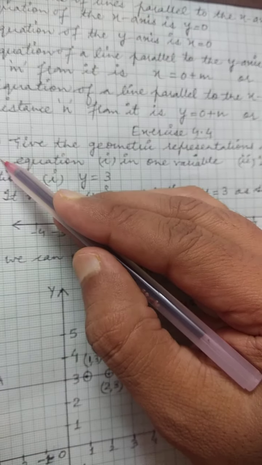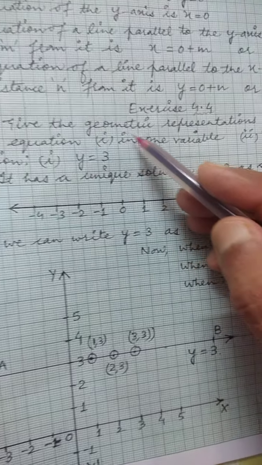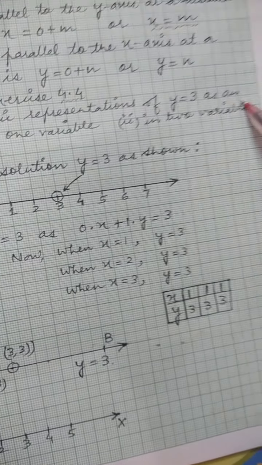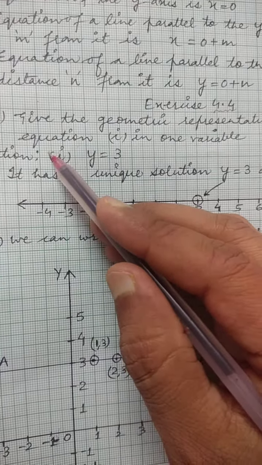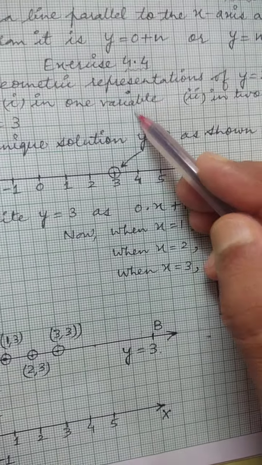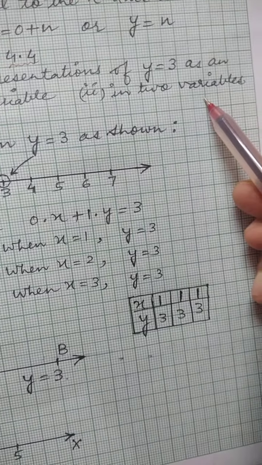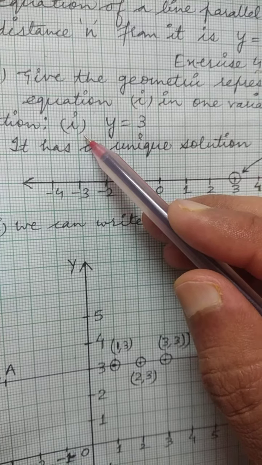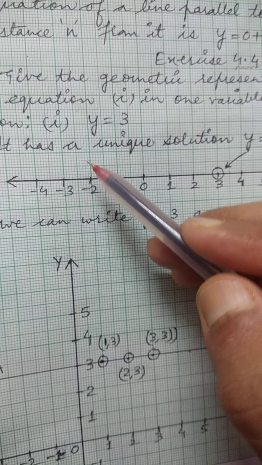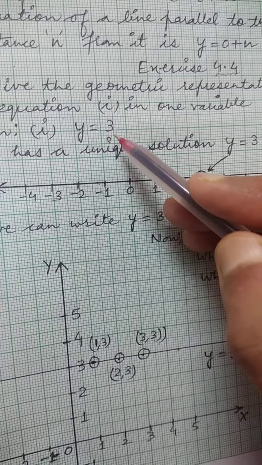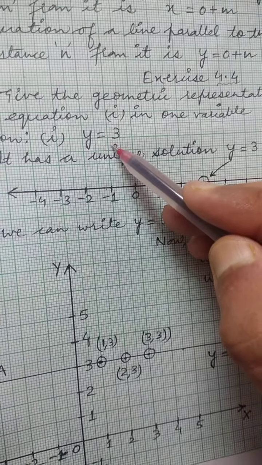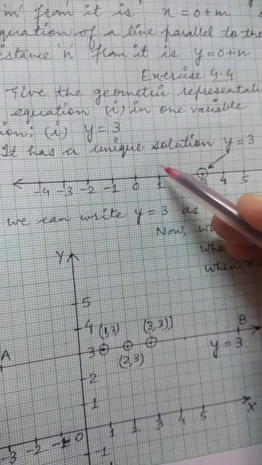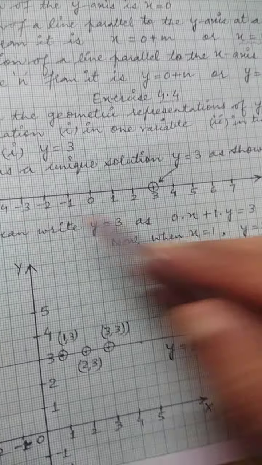Question number 1. Give the geometrical representations of y equal to 3 as an equation in one variable and in two variables. Now for the solution of the first part, in one variable, the given equation is y equal to 3. Since it is a linear equation in only one variable, that is y, it will have a unique solution, y equal to 3, as shown on the number line.